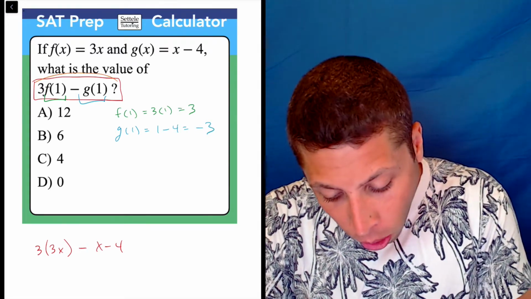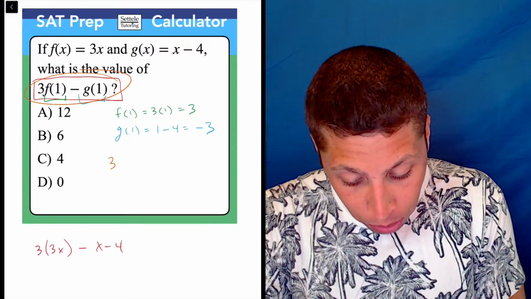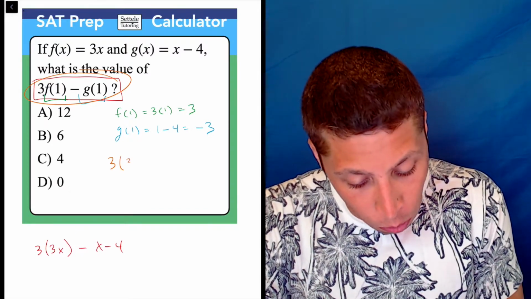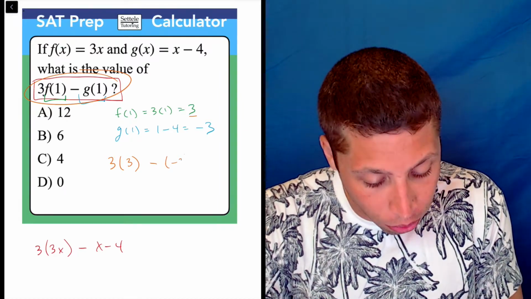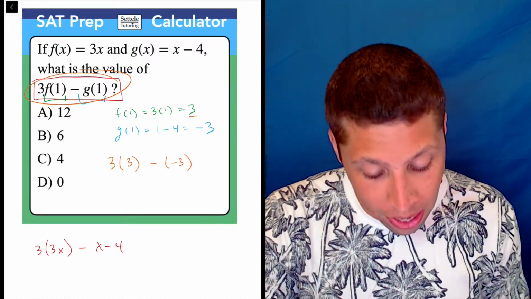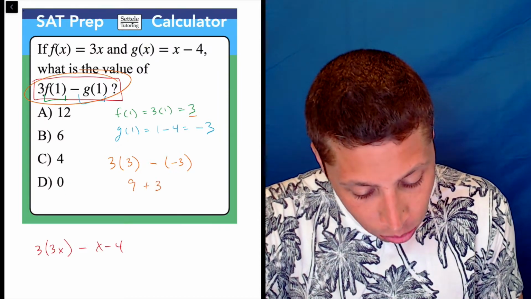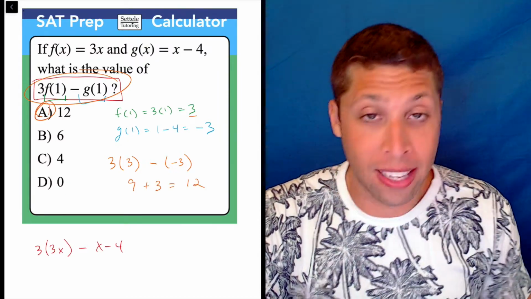Now, when we bring it all together, we're going to have 3 times, we substitute in for f of 1, that was 3, right? That's this number. And then minus negative 3. Hopefully we remember that double negative. And that's 9 plus 3, that is 12, and that's the answer.